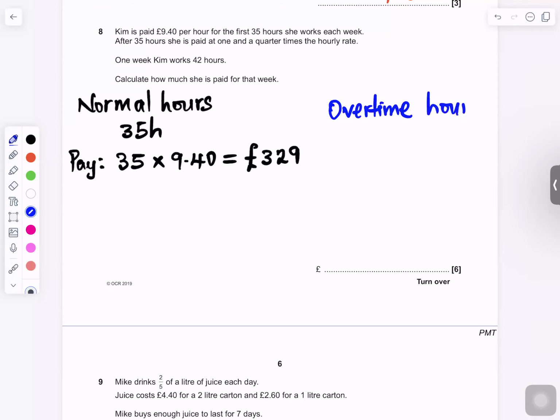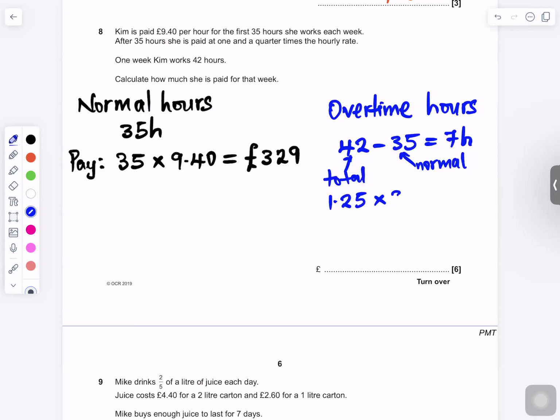And then overtime hours. So we do 42 minus 35. It's 7 hours. This 35 is the normal time, and 42 was the total. So overtime is 1.25 times 9 pound 40.